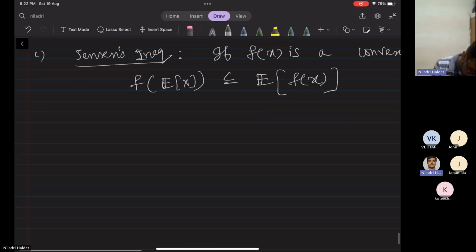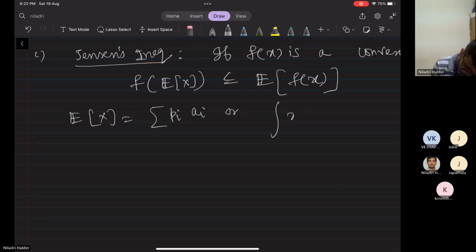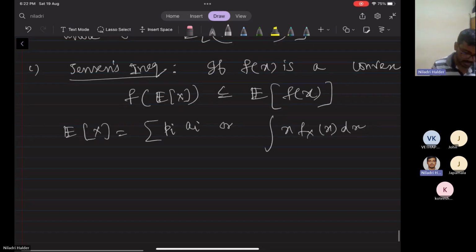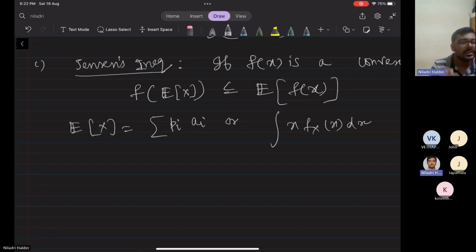Professor will maybe derive the proof of Jensen's inequality in the next class, maybe in week five. It will be applicable in this context.